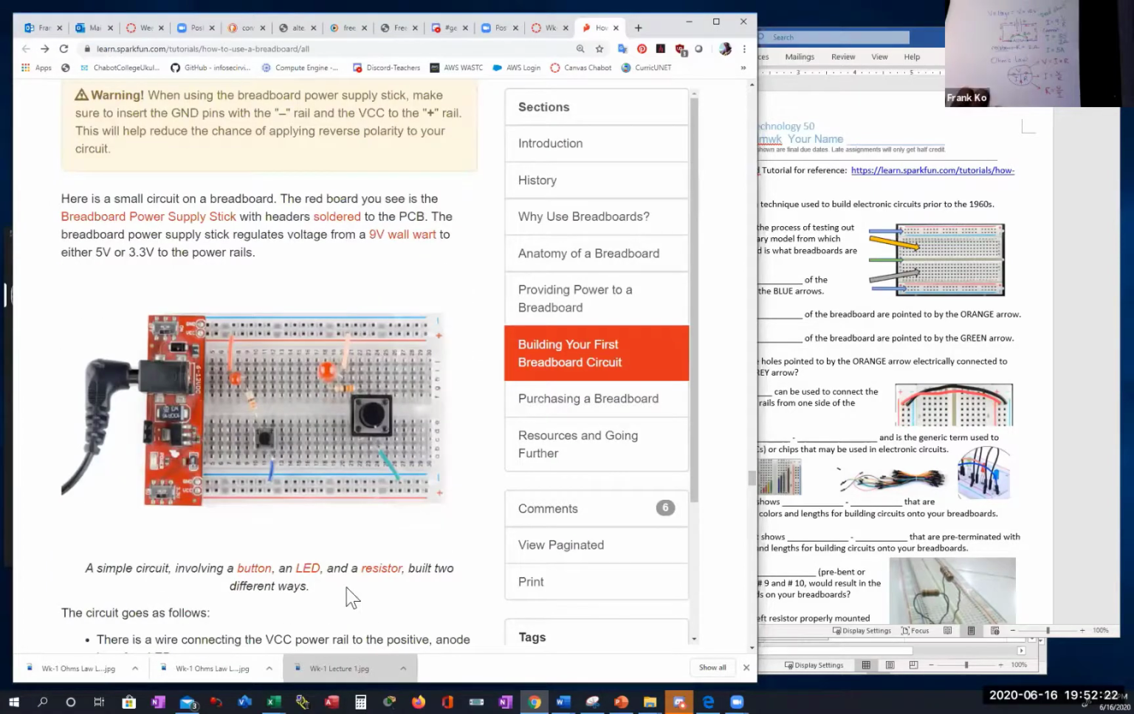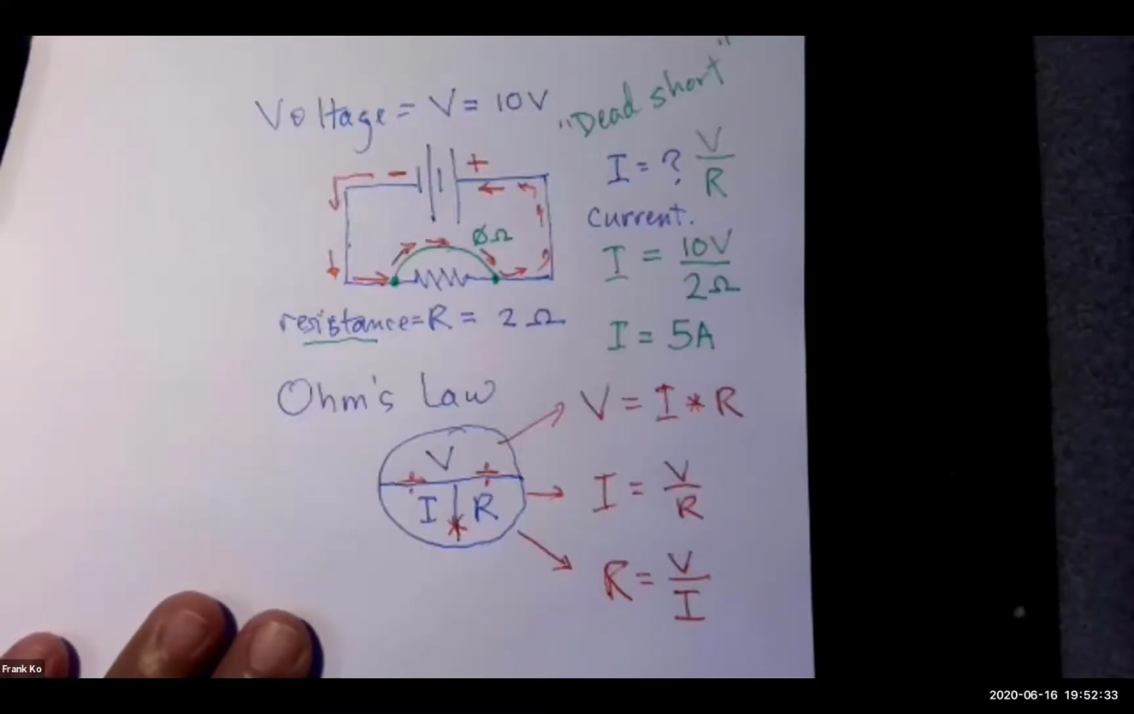And building the circuit. All right, well, that's enough for that tutorial. Let's talk about building the circuit. And I've got to give you another break, and I've got to take care of more bookkeeping. So I'm going to stop the share, and I'm going to pause the recording.